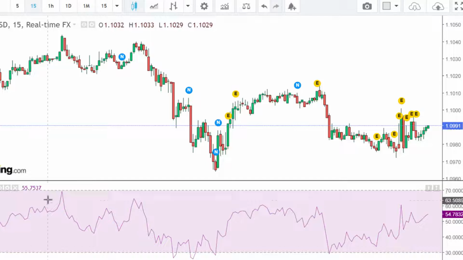Signals can be generated by looking for divergences and failure swings. RSI can also be used to identify the general trend.